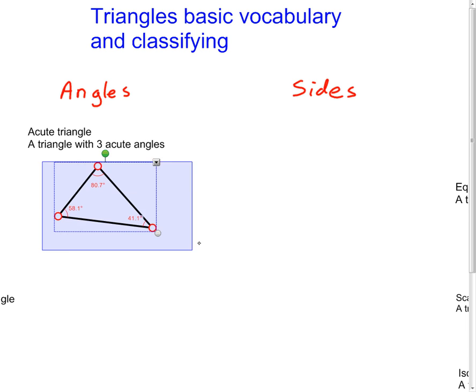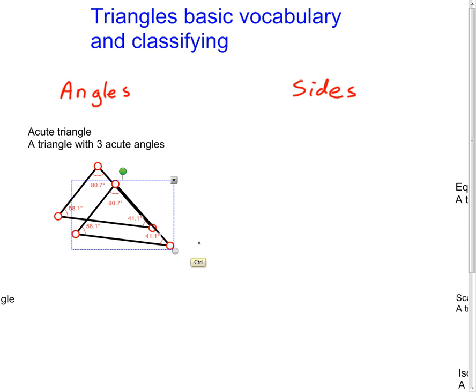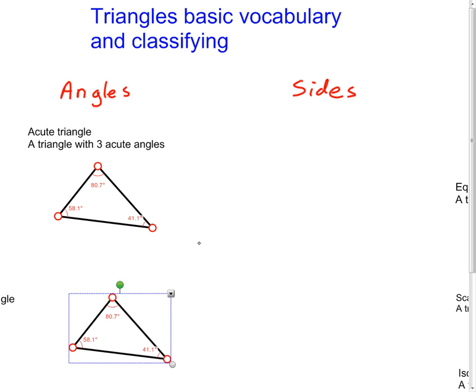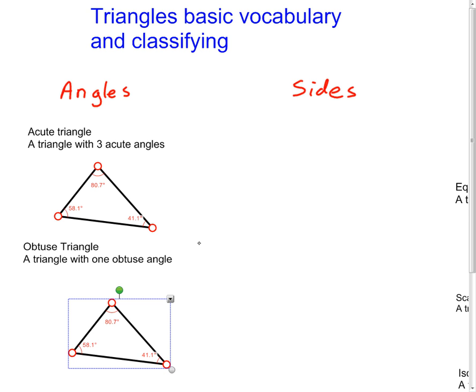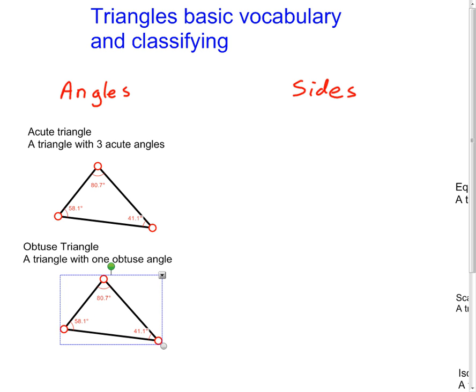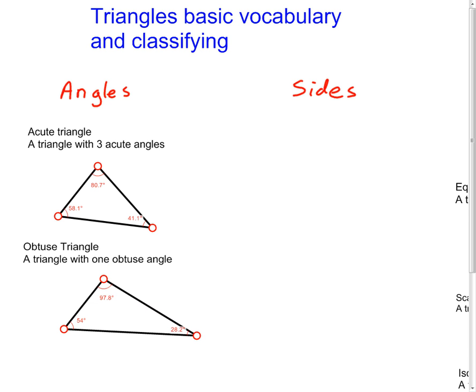Let's copy that triangle, move it down here so I can fiddle around with it. Let's look at another kind of classification. An obtuse triangle is one that has one obtuse angle. So if I move this, just like we do in Sketchpad, now that's an obtuse triangle because one of the angles is obtuse. What about the other 2 angles?